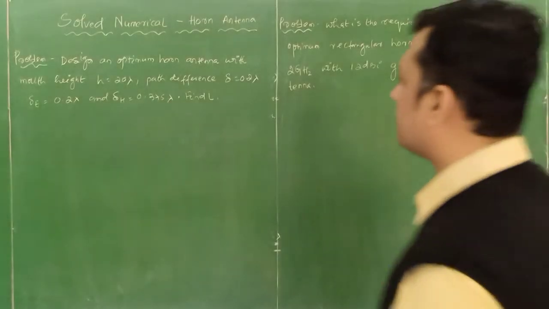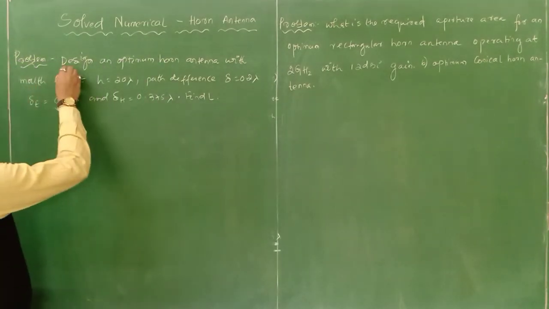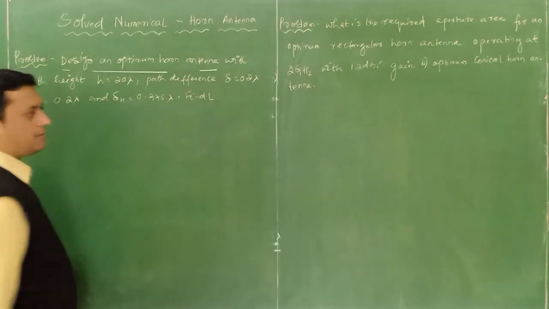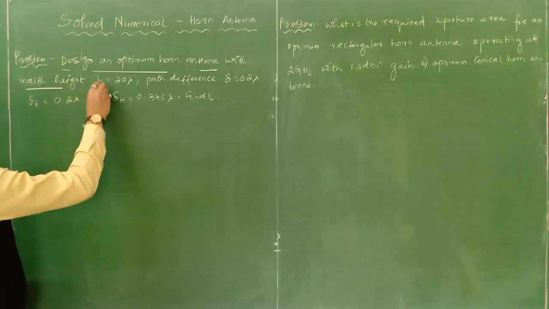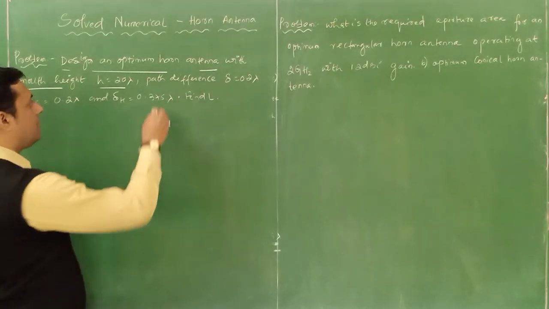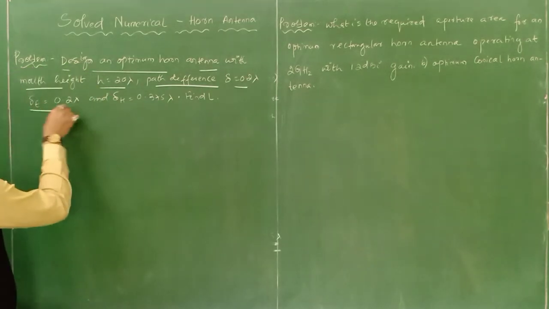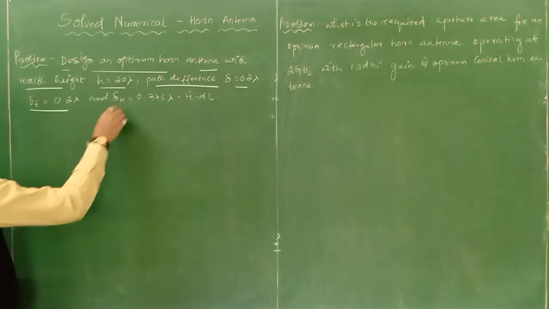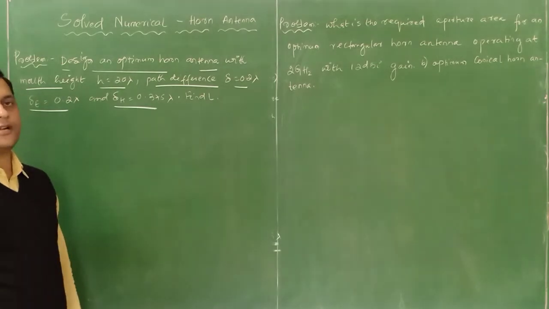Okay, so here there are two more questions. As you can see, first, design an optimum horn antenna. Optimum means maximum value. What are the possible maximum values that we have to identify? Mouth height h is equal to 20 lambda. It is also called the aperture. Path difference is 0.2 lambda for the E plane, and for the H plane it is 0.37, and we have to determine L. It is quite similar to the previous example, how to determine the length.